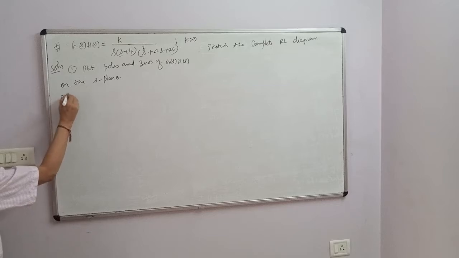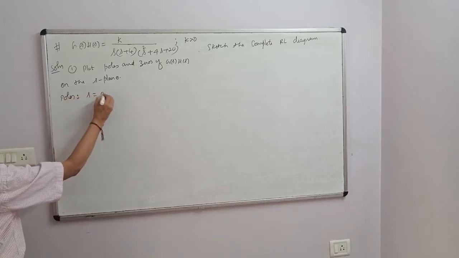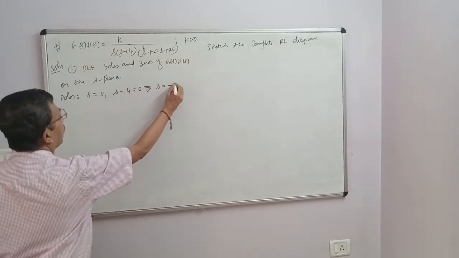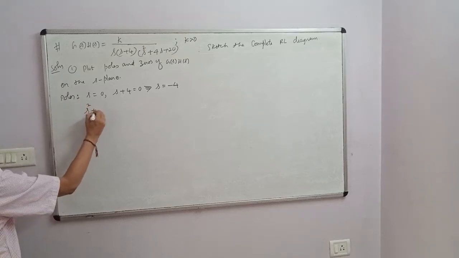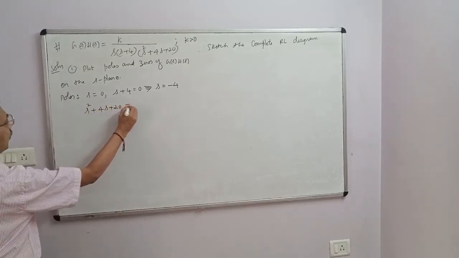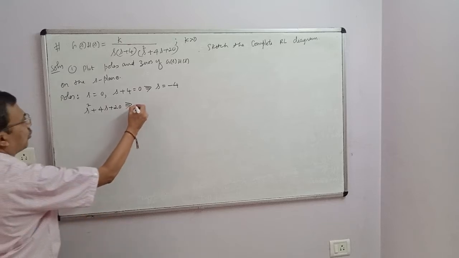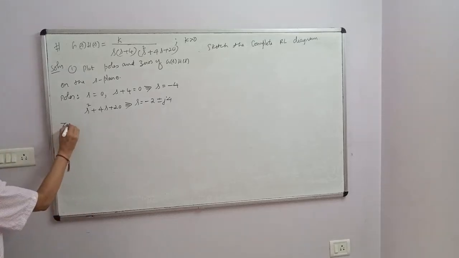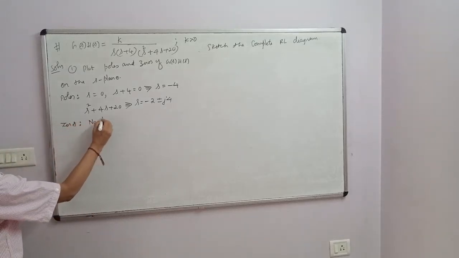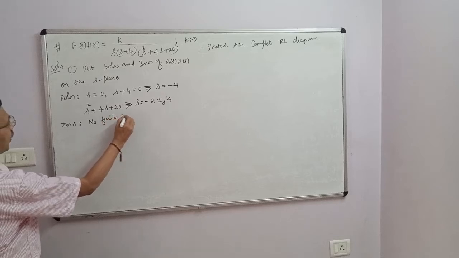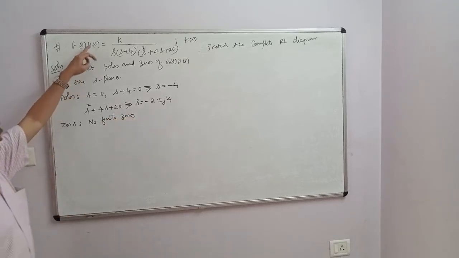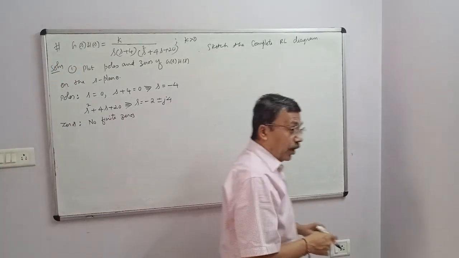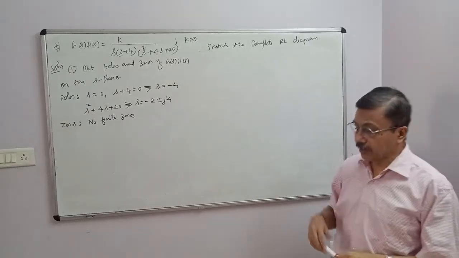How do you get poles? Poles are s equal to 0. s plus 4 equal to 0 implies s is equal to minus 4. s square plus 4s plus 20, use calculator to find the roots. You will get the roots s is equal to minus 2 plus minus j4. Zeros: no finite zeros, because there is no polynomial of s in the numerator of the transfer function G(s)H(s). I repeat, there are 4 poles and no finite zeros.